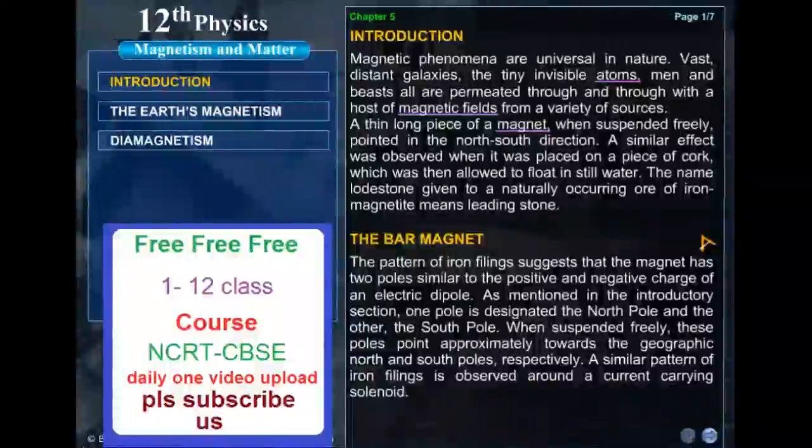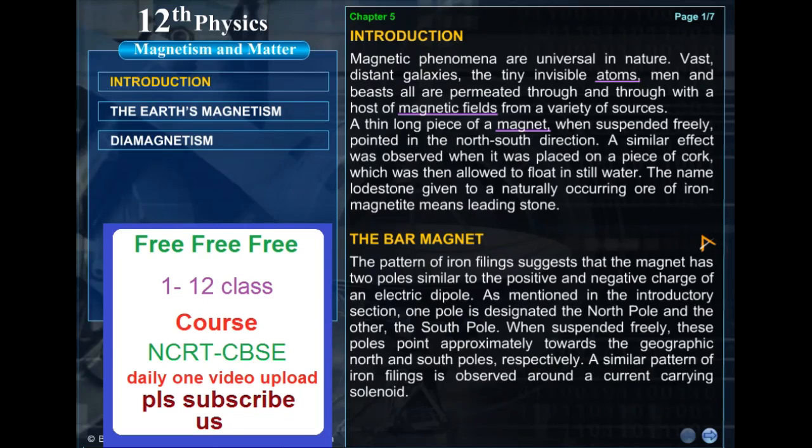Magnetic phenomena are universal in nature. Vast, distant galaxies, the tiny invisible atoms, men and beasts, all are permeated through and through with a host of magnetic fields from a variety of sources.